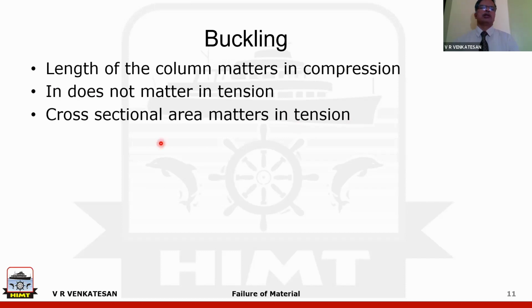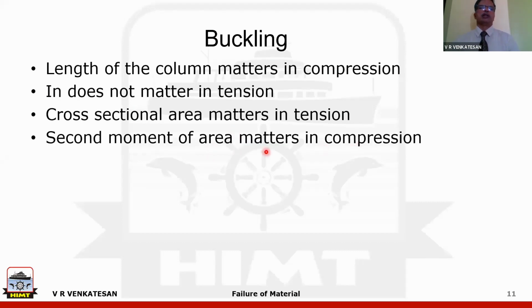Second important principle is, in the case of tension, only the cross-sectional area matters. The more cross-sectional area you have, the component can withstand more tension. But in the case of compression, what matters is the second moment of area, not the area alone. It is the second moment of the area. Second moment of cross-section means you should look at your I value. So it is not the value of the area alone, but where the area is distributed. That is how it matters.